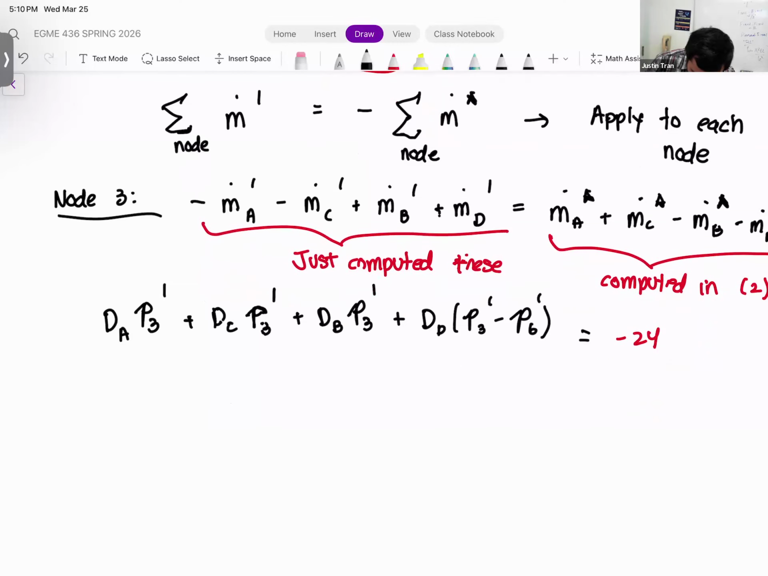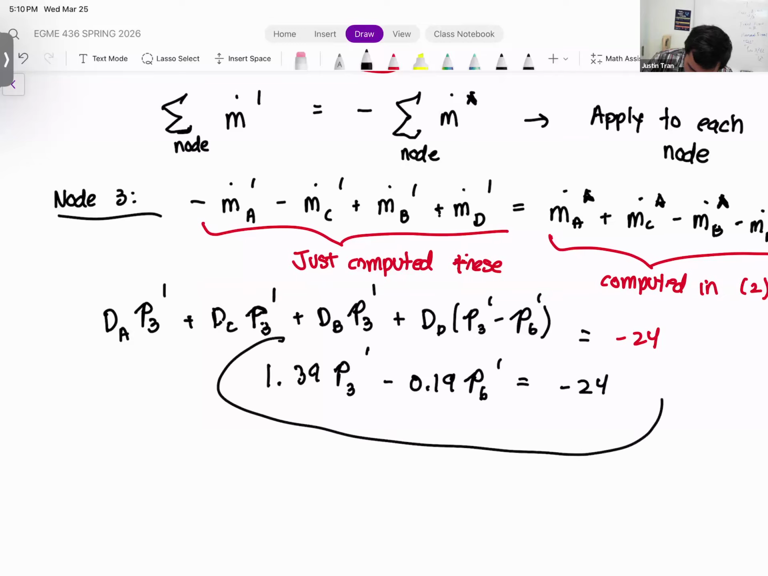Okay, and so we plug in for all the diameters we get 1.39 P3 prime, okay, minus 0.19 P6 prime. All this is equal to minus 24. Okay.